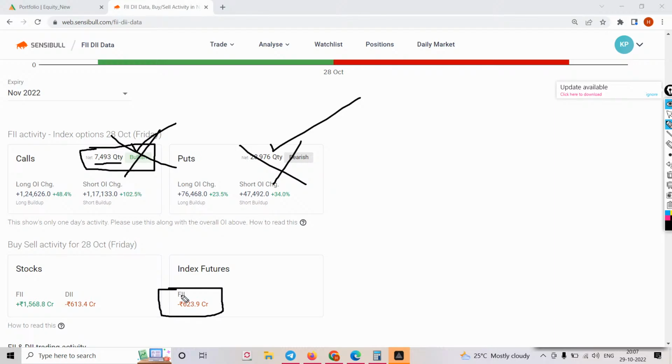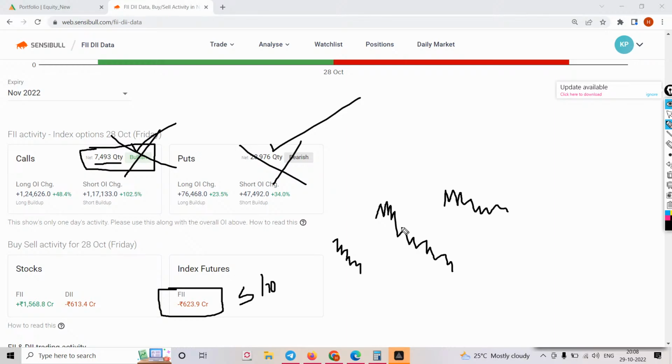FIIs went for sold, they went for short for 623 CR. For 623 CR they went for short basically. So whenever they went for short, that means market will be sideways to mild bearish. If this is like 1000, 2000, 3000, 4000, then we can say market can be sideways to super bearish. If this is like 300, 400, 500, market can be sideways to mild bullish.